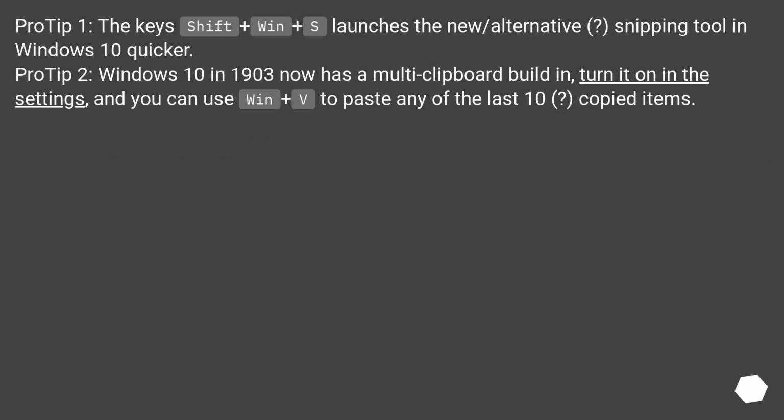Pro tip 1. The key combination Shift plus Win plus S launches the new alternative snipping tool in Windows 10 quicker. Pro tip 2. Windows 10 in 1903 now has a multi-clipboard built in. Turn it on in the settings, and you can use Win plus V to paste any of the last 10 copied items.